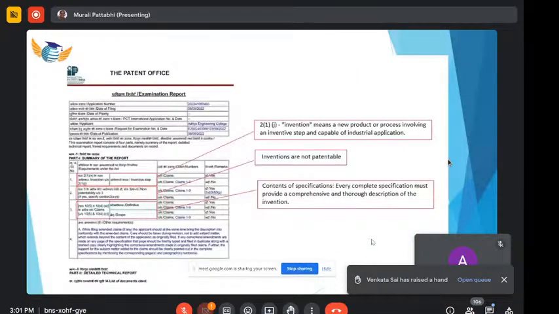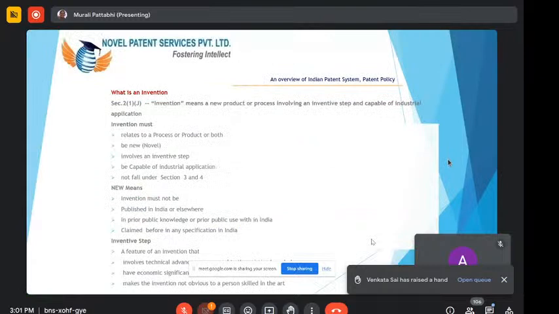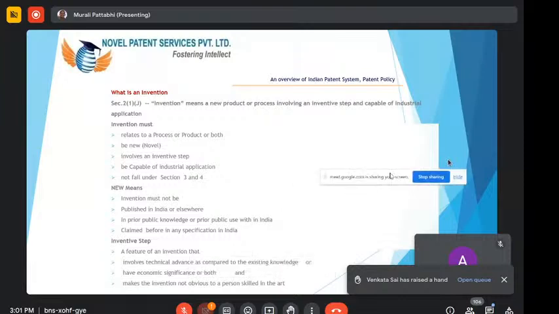So once we get this report, let us try to understand. Let us go back to the exact section and analyze what exactly an invention is as per the Patent Act. Section 2(1)(j) defines what an invention is.